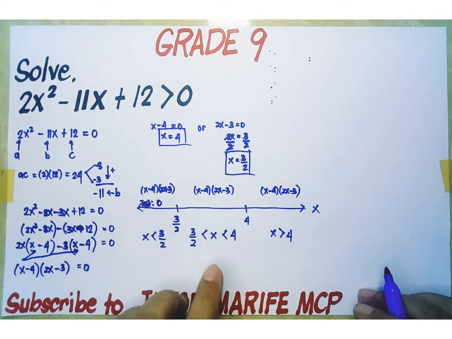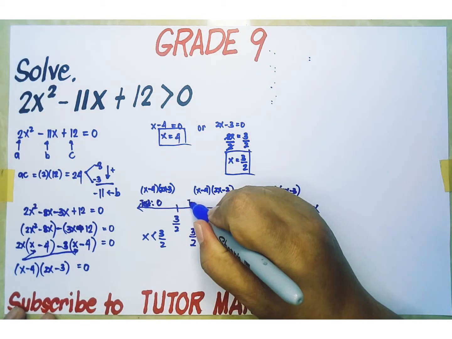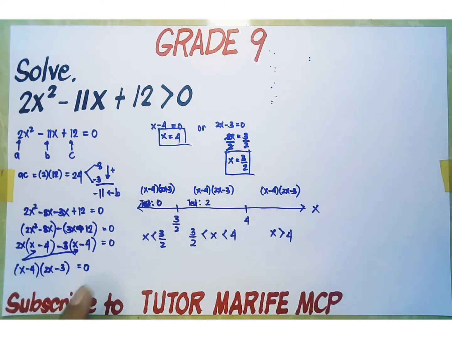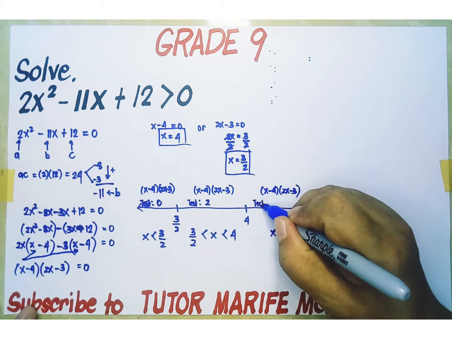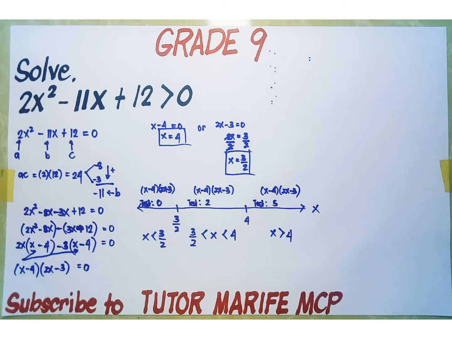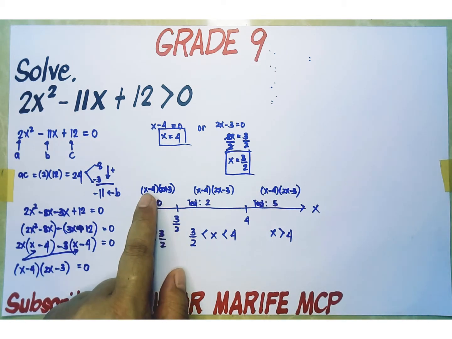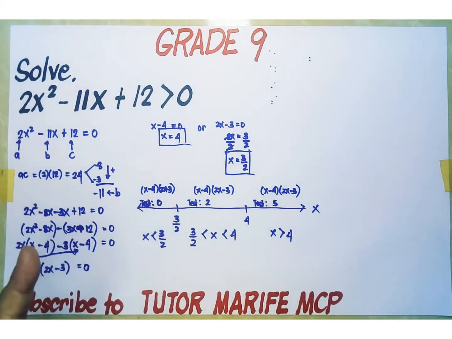For the second interval, x is greater than 3 halves but less than 4, I'll choose 2 as my test value. And for the last interval, x greater than 4, I'll choose 5. 5 is greater than 4. Okay? Next, you plug the test value into each of the factors and find out the sign.